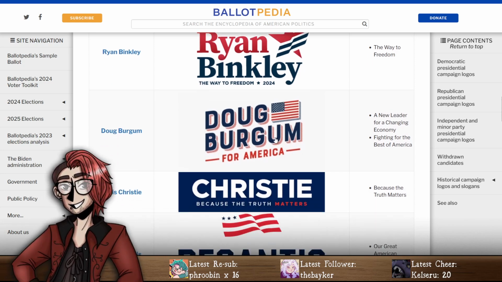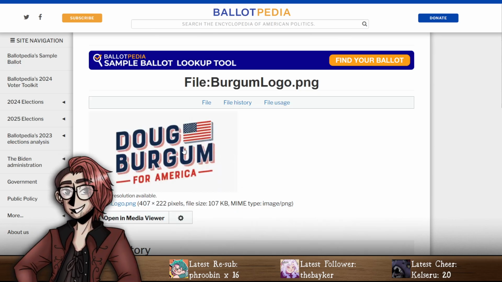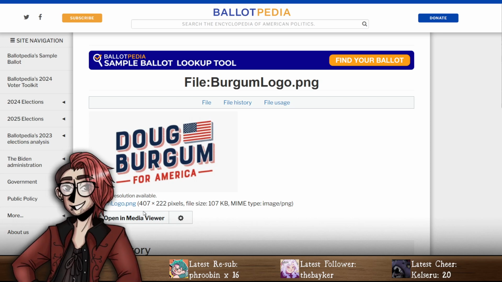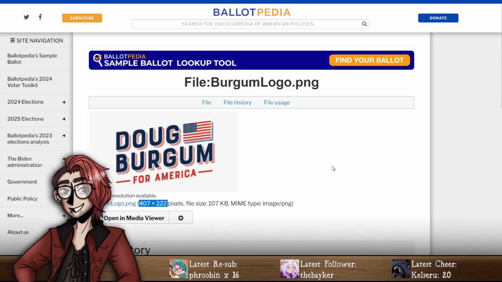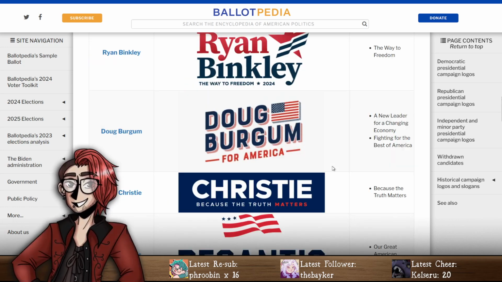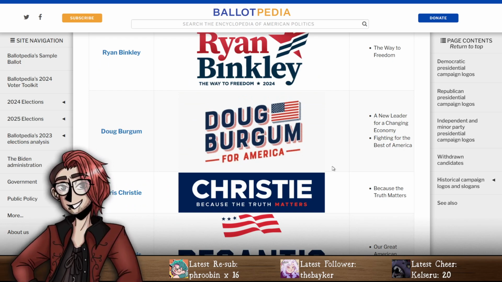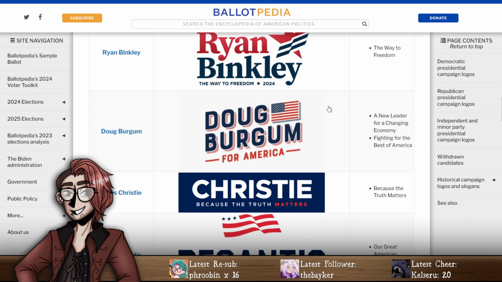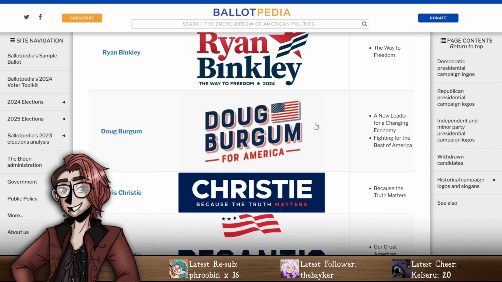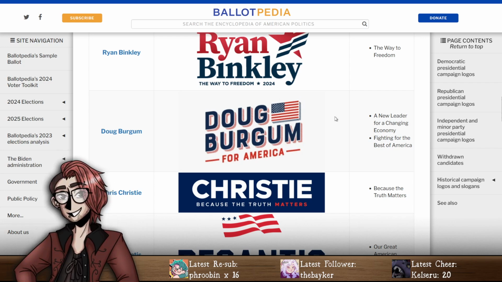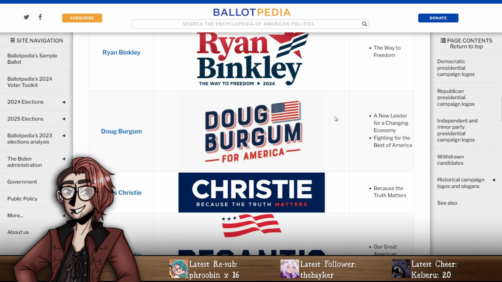Doug Burgum, this guy, he was so small that his biggest logo is 400 by 200 pixels. This is how much of an impact Doug Burgum made. But you know what? I quite like this logo. It looks a little bit hipster restaurant-y. We're not going to talk about that. I don't like this bit because we have a gap. Just chuck the flag in it.